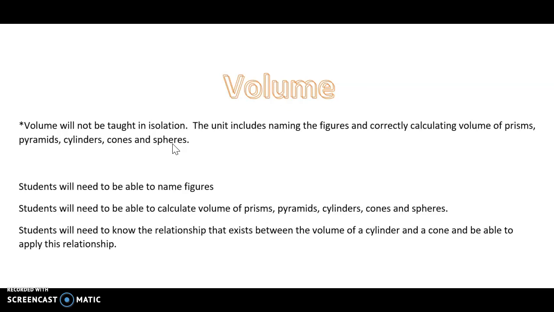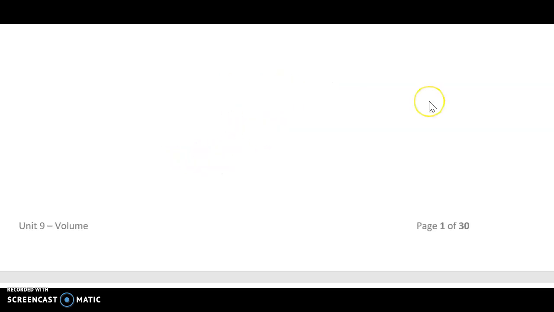You will need to know the relationship that exists between the volume of a cylinder and a cone and be able to apply this relationship. So if you have a cylinder and a cone that have the same base and the same height, there is a specific relationship that you have to be familiar with.